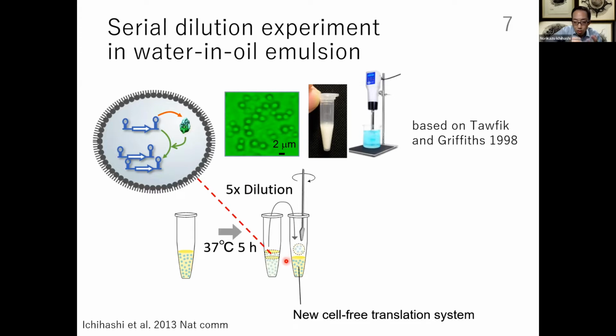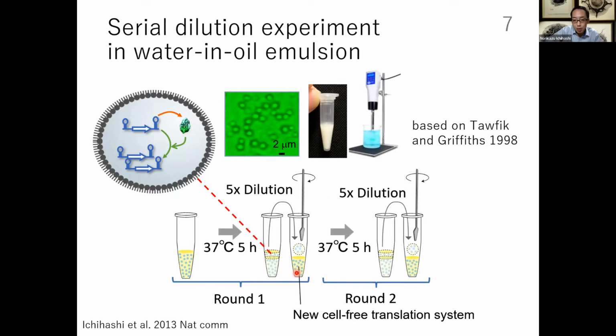And to continue the replication, we diluted an aliquot of the droplets with new droplets containing new cell-free translation system. And then vigorously mix the droplets, and the contents of the droplets are well mixed. And then we perform the next round of translation and replication. We repeated this serial dilution cycle for many generations.